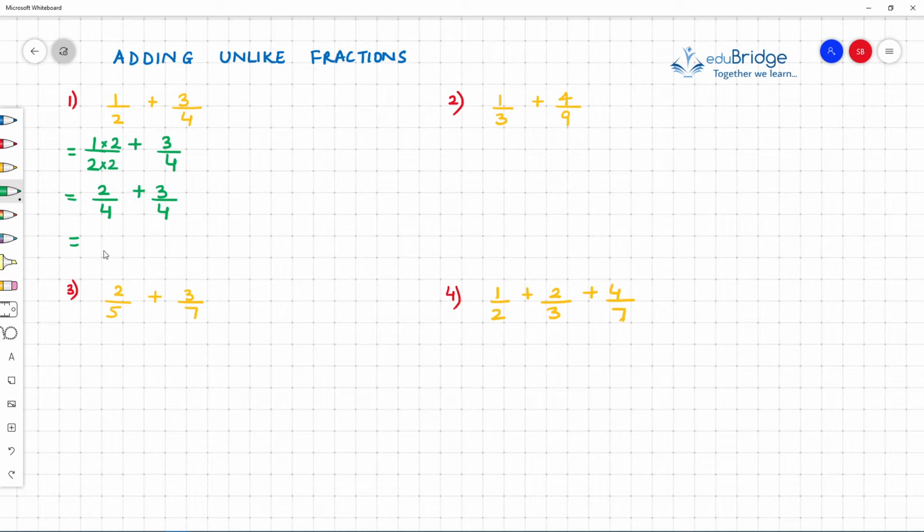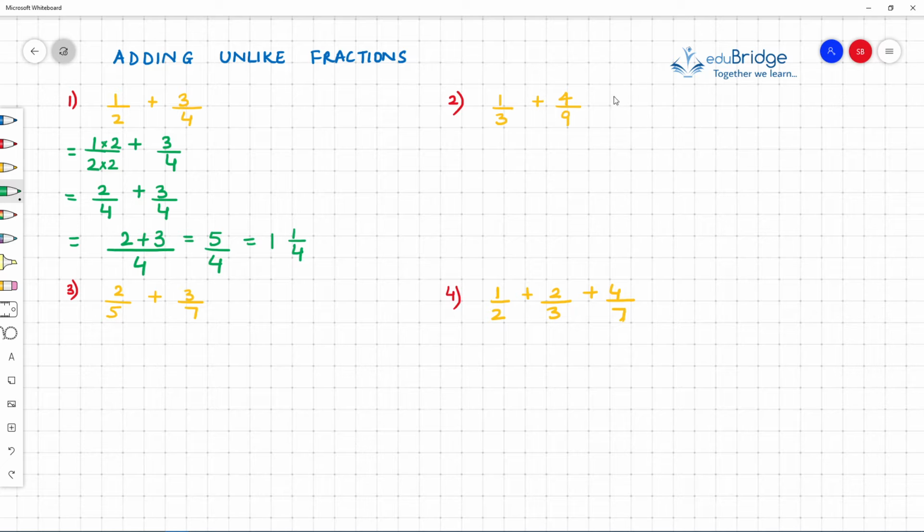Now, how do we add this up? We take the denominator as the base and we add the numerators. 2 plus 3, 5 by 4. This is in the form of an improper fraction. If you wish, you can change it to a mixed number, which will be 1 and 1 by 4.